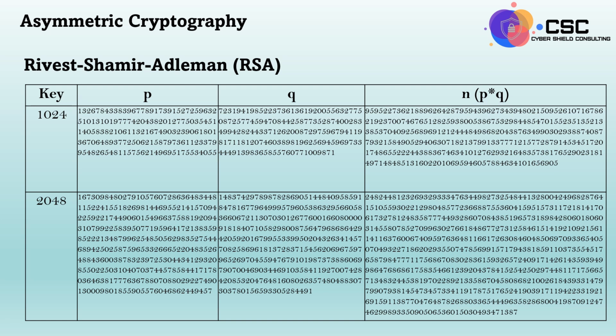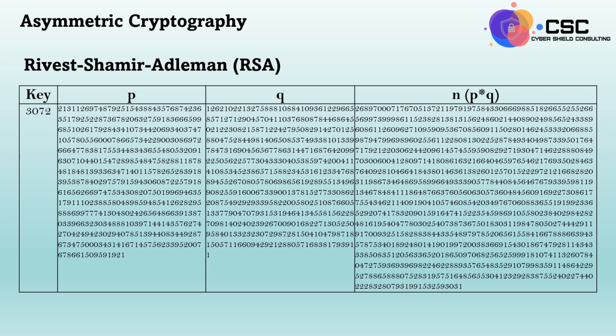1024-bit RSA. This was widely used in the past, but is now considered insecure due to advances in computing power. Factoring a 1024-bit key is within reach of well-funded adversaries, making it unsuitable for protecting sensitive data. 2048-bit RSA, currently the standard for most secure communications. It provides strong security against brute force attacks while maintaining reasonable computational cost.